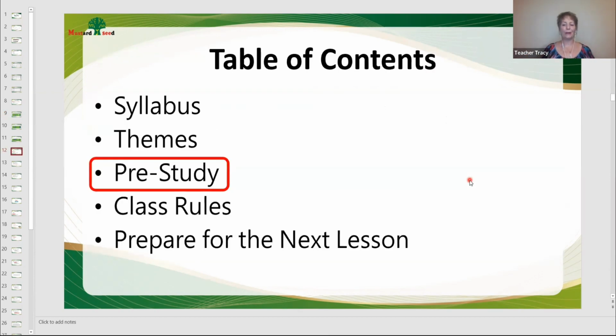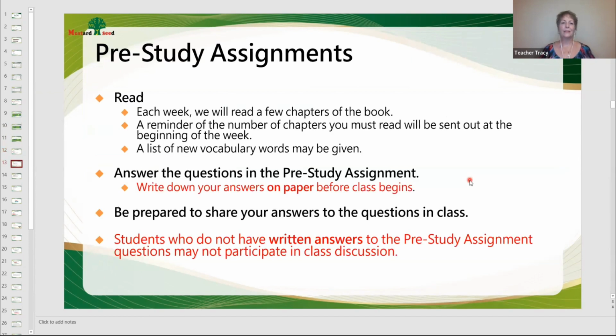So we're going to talk about our pre-study information. Each week we will read a few chapters of the book. Okay, now that may just be the amount of pages or chapters if the book has one. There will be a reminder of the number of chapters or pages that you must read, and it will be sent out to you at the beginning of the week. So it'll probably be over the weekend or on Monday, because our class is on Tuesday and Thursday. Just be prepared to share your answers to the questions in class.